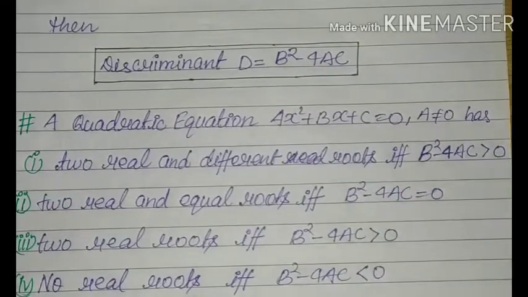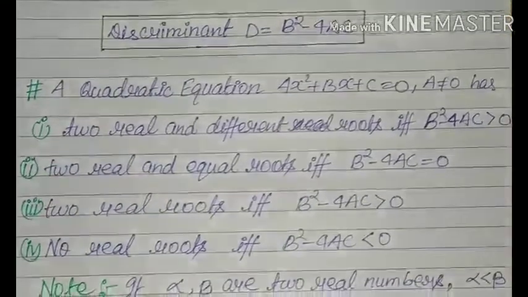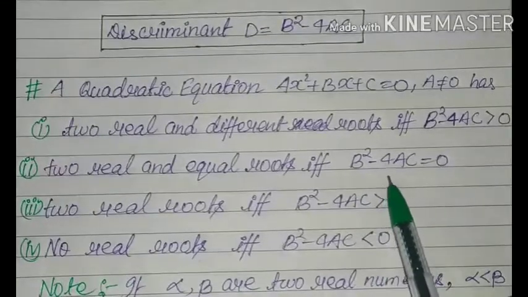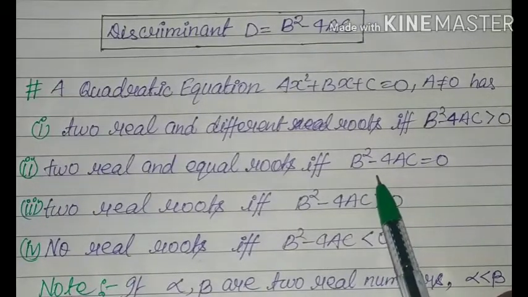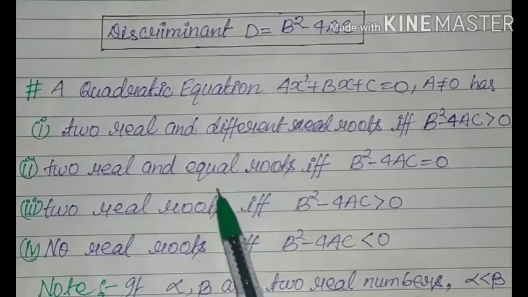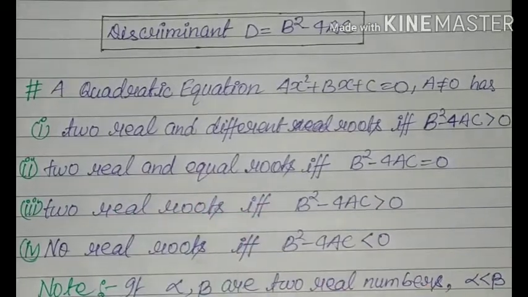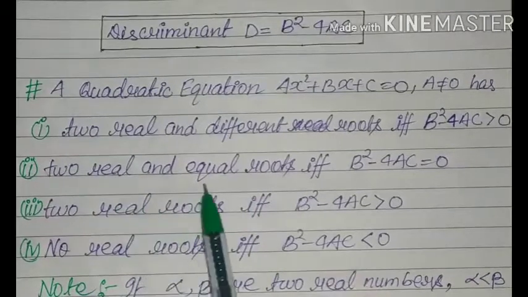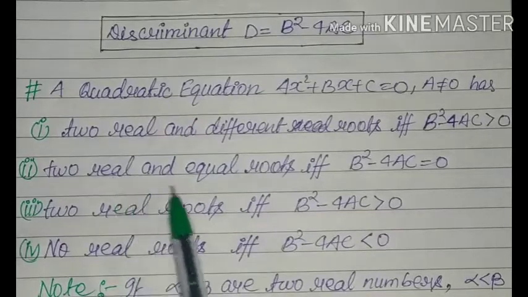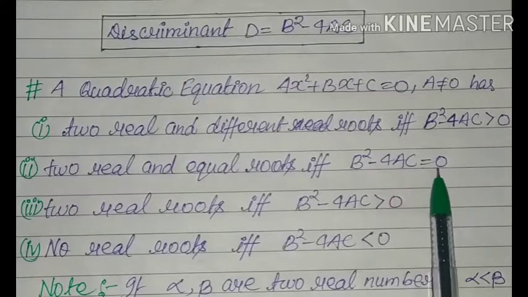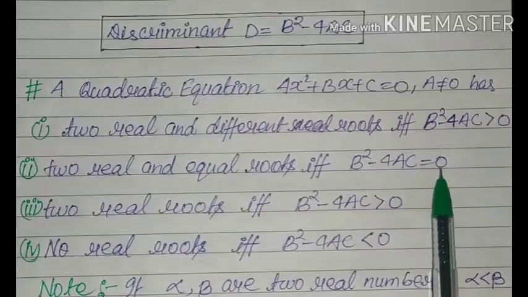Okay. The second one is two real and equal roots if and only if b square minus 4ac is equal to 0. It means if a quadratic equation has discriminant equal to 0, then that quadratic equation has two real and equal roots. This is the condition for the roots being real and equal. The condition is b square minus 4ac equals 0, meaning the discriminant should be equal to 0.